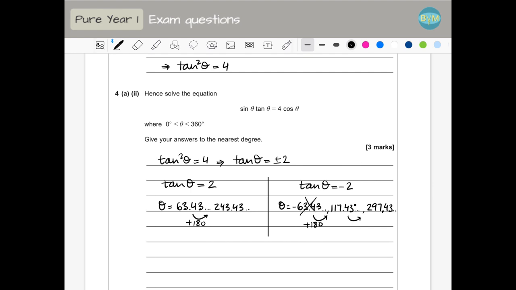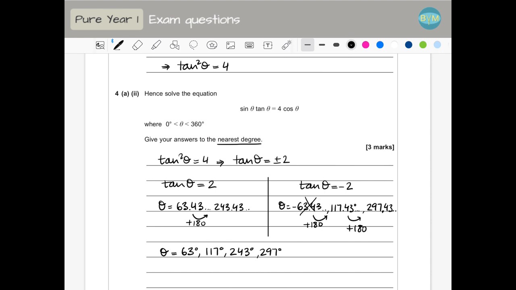This one is not in my interval, so I'm just going to write them all together, rounded to the nearest degree. They tell me what to round to. So 63, 117, 243, and 297. And these are my four solutions. If I add 180 here, it will be out of the interval.